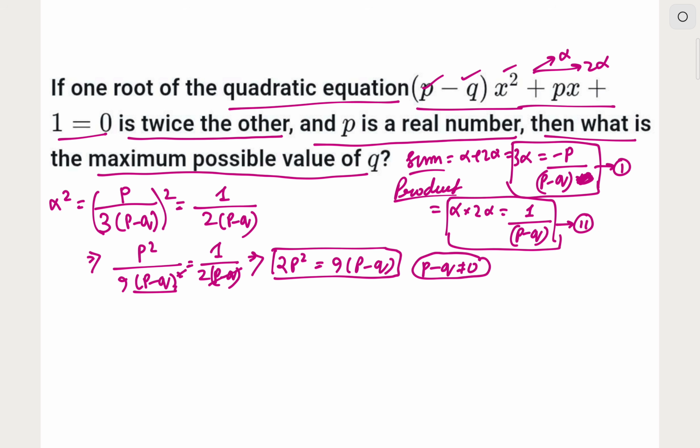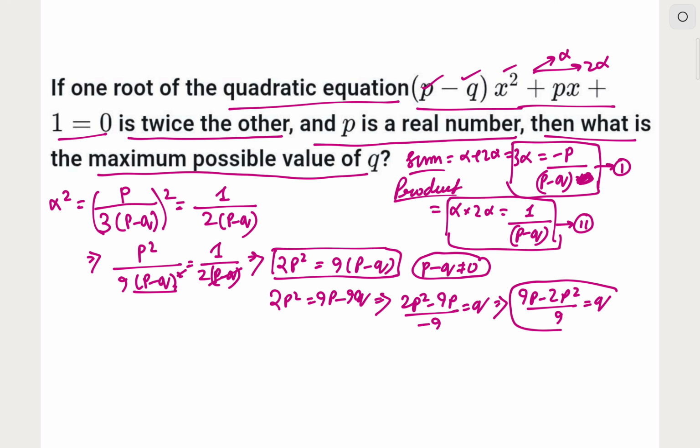Now from here we can get the value of q. It's given that we have to find the maximum possible value of q. So 2p square is equal to 9p minus 9q. From here, 2p square minus 9p divided by minus 9 is equal to q, which implies q equals (9p minus 2p square) by 9. So we have got q in terms of p. Now what we have to do is just maximize q.